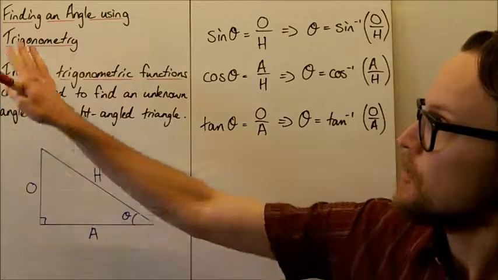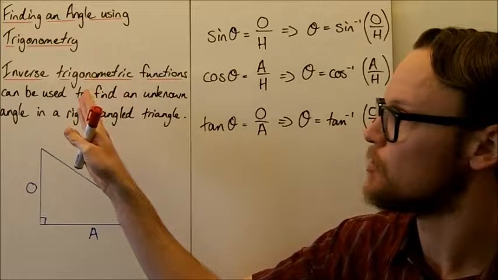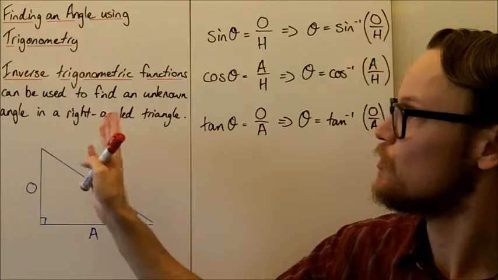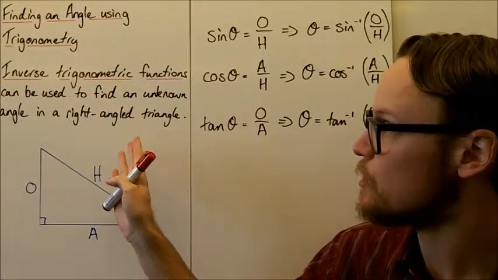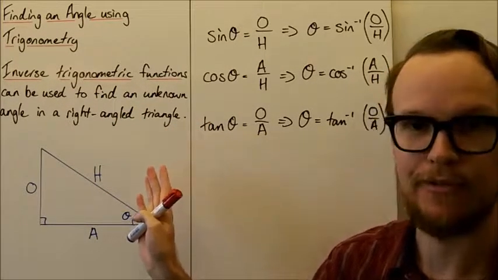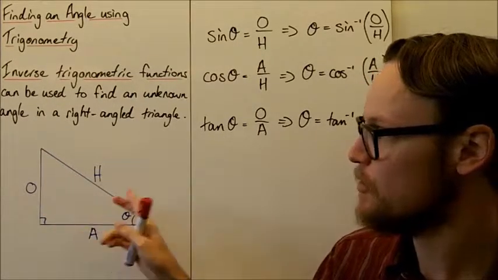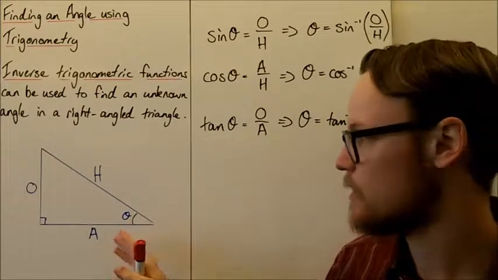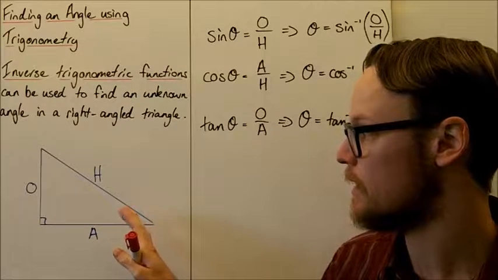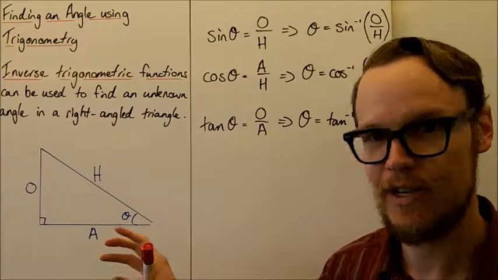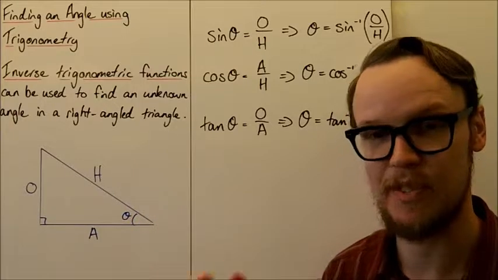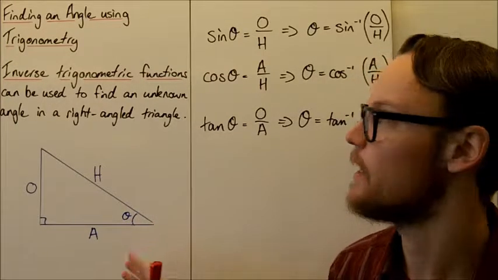Today we're going to look at finding an angle using trigonometry. Inverse trigonometric functions can be used to find an unknown angle in a right-angled triangle. So if I've got a right-angled triangle here, I can use the fact that the different trigonometric ratios are constant with the specific angle to actually determine what that angle is.